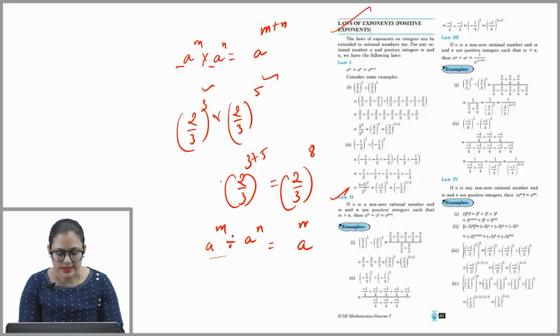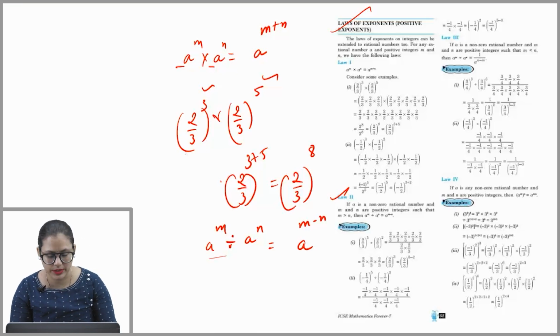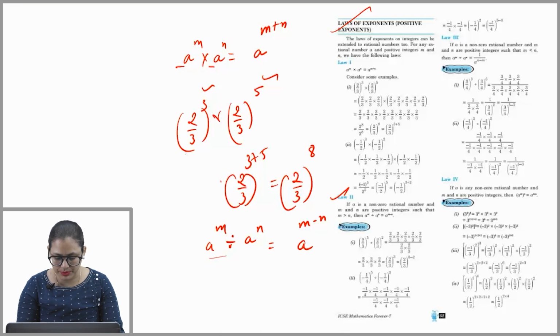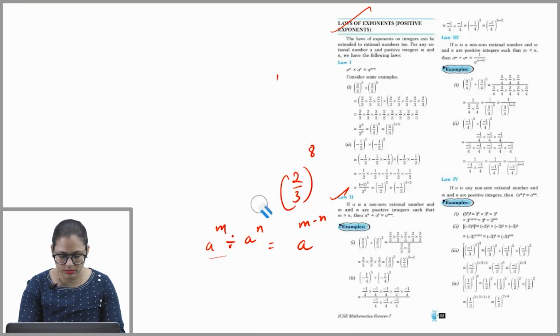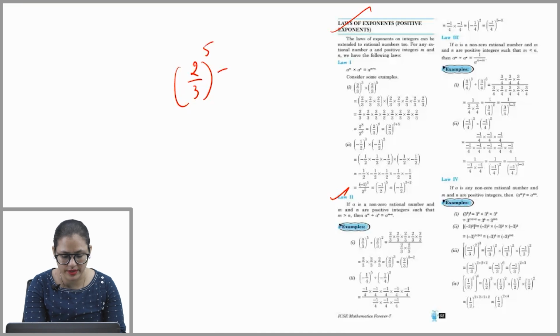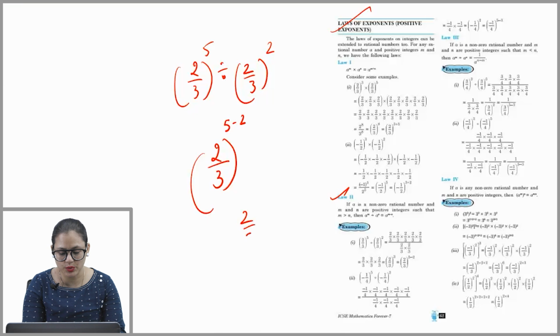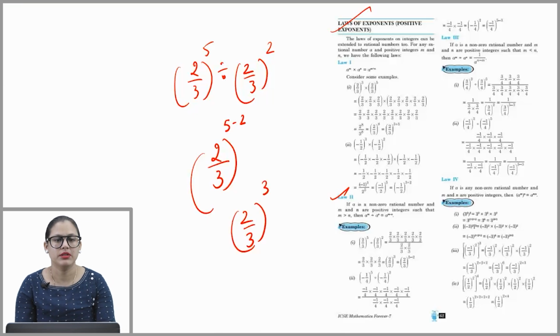Now we will subtract the power, that is a raised to the power m minus 1. Okay, let's do the example, only then we will get to know about this. So this is the example: (2/3) raised to the power 5 divided by (2/3) raised to the power 2. The bases are the same, 2 by 3. There is a sign of division, so we will subtract the powers. So we will get (2/3) raised to the power 3.